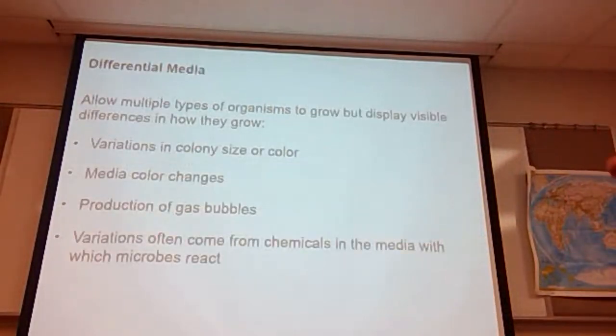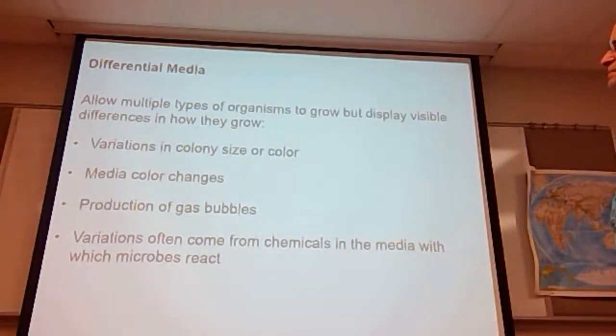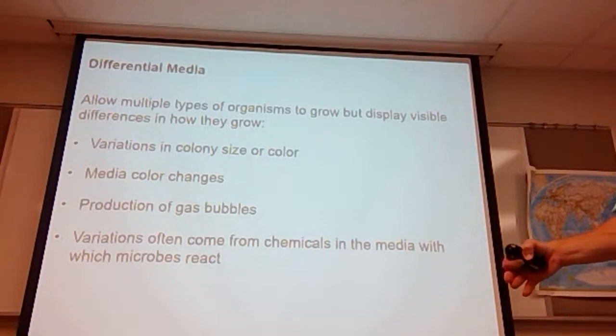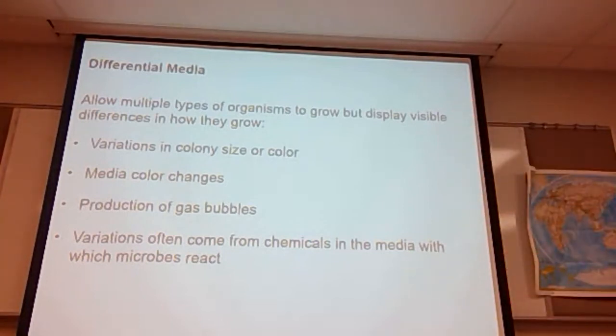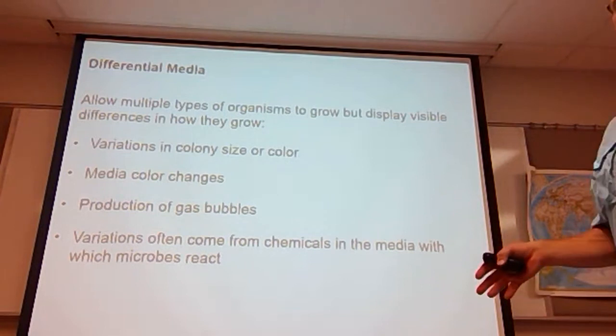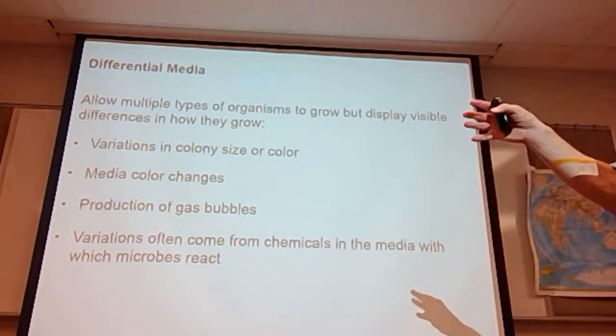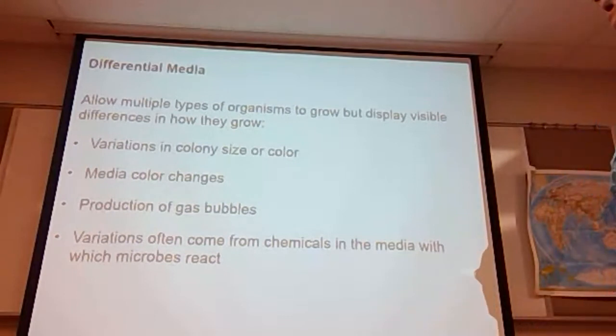Differential medias are a type of media that are going to allow lots of different things to grow, but they're going to display a difference in how they grow. Maybe there'll be a variation in colony size or color. Different organisms may color the media differently. Some organisms will be pink, while other organisms are maybe yellow. Gas bubbles may be produced by a particular organism.